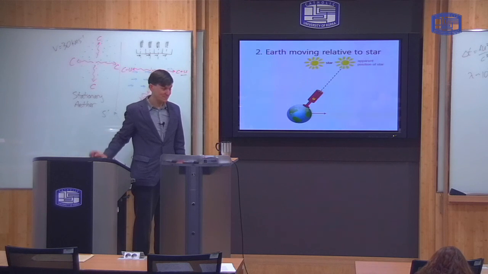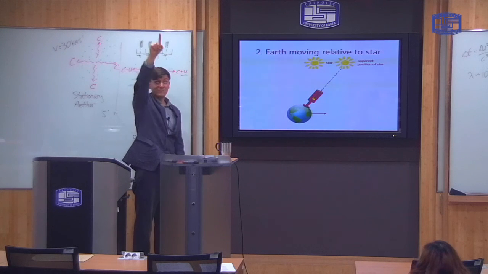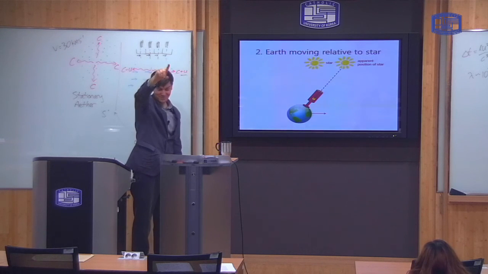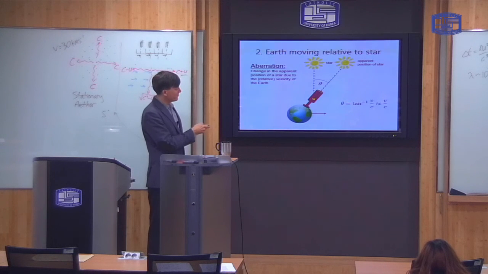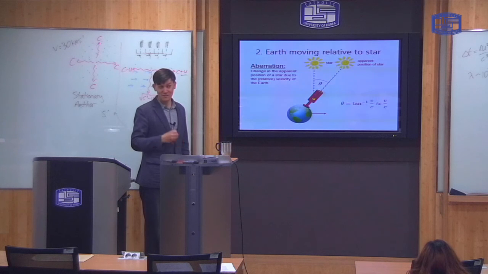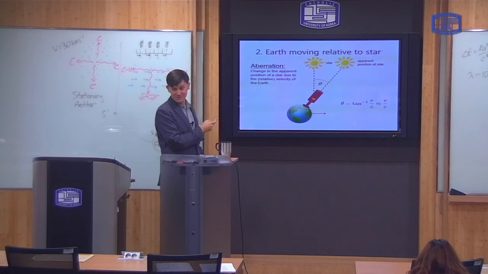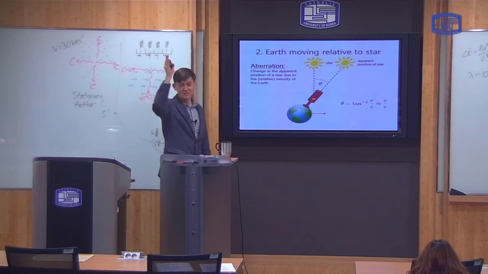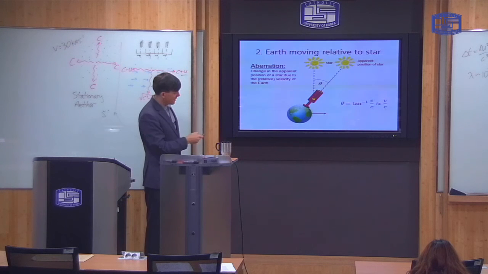But that means, even though the star is actually up here, if I want to see the star, I have to look over here. So the apparent position of the star is different from the real position of the star if the Earth is moving. And this effect is known as aberration: the shift in the apparent position of stars due to the motion of the Earth. It's quite easy to calculate a formula for it.